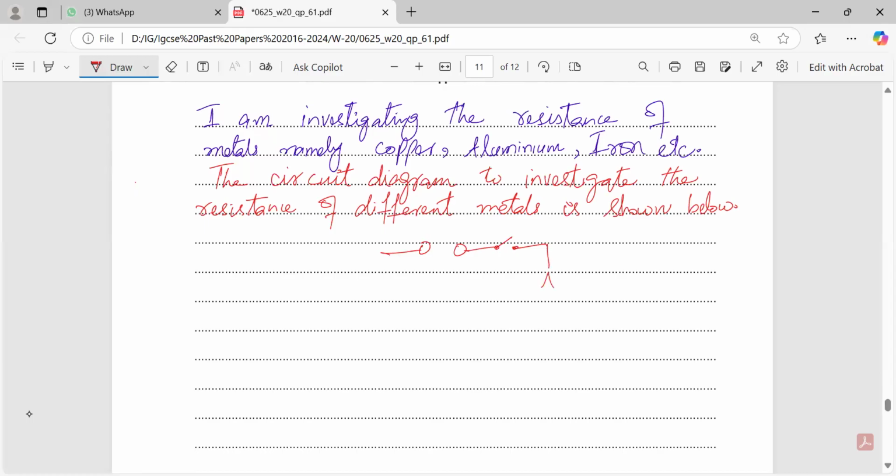Then the ammeter is always in series. Then, my dear friends, leave two terminals where you can connect the wires. Let's suppose this is C, this is D. And the voltmeter is always across the component where we need to measure the potential difference, not small v, it should be capital V. You can even include a variable resistor, even though they did not mention it, for controlling the current. So this is the complete circuit diagram.